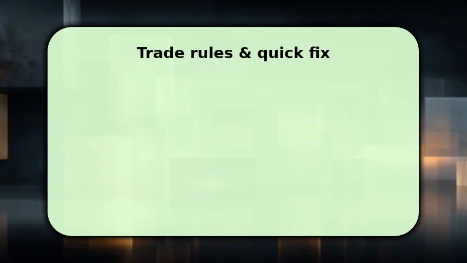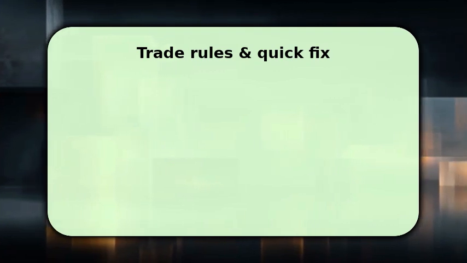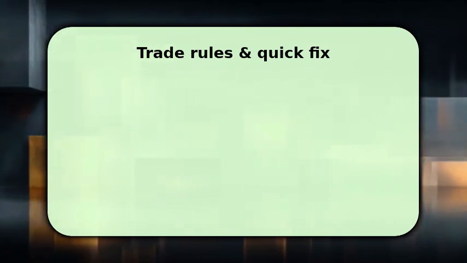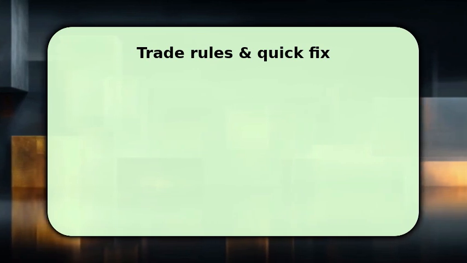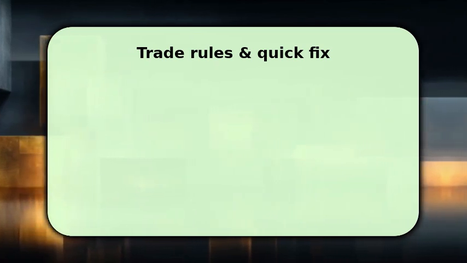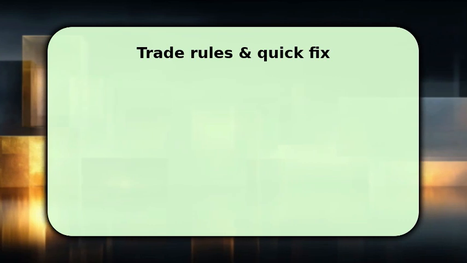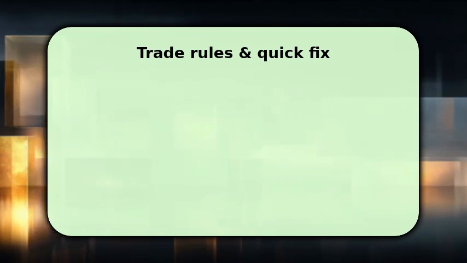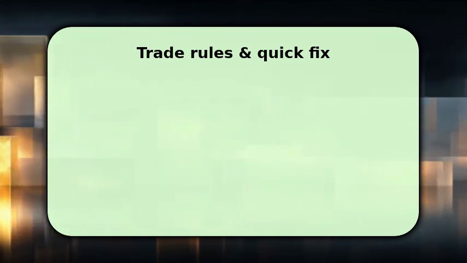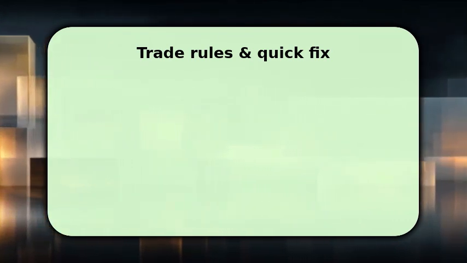You finish by defining clear rules. Only enter after confirmation. Price action like a pin bar, engulfing bar, or volume spike that respects the zone. Once confirmed, place your stop loss just beyond the zone and size the position so you risk a fixed percent, like 1 to 2% of your account.